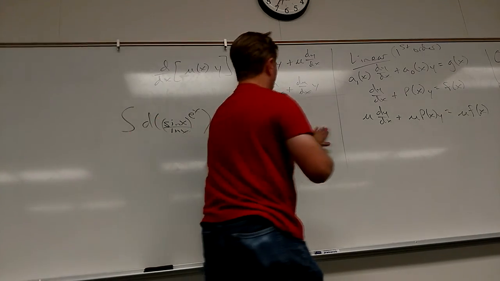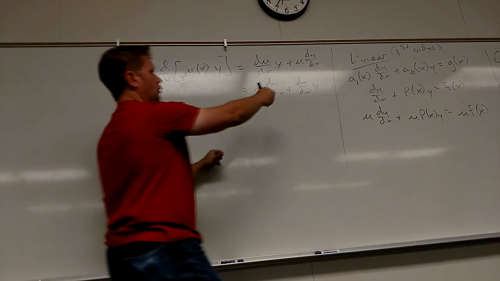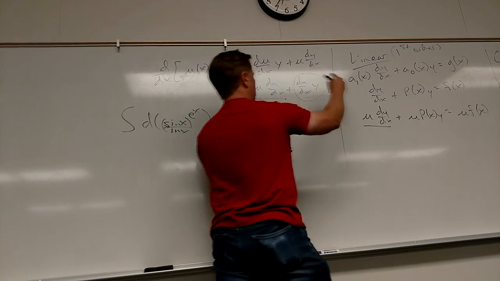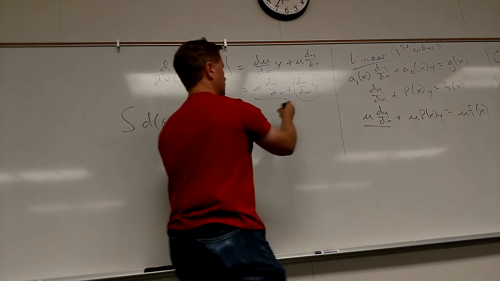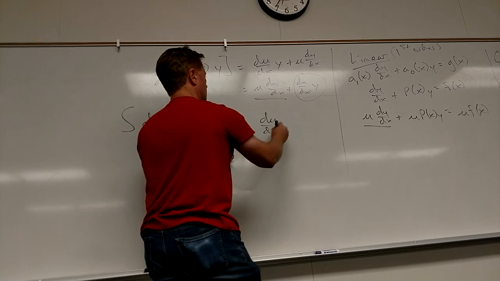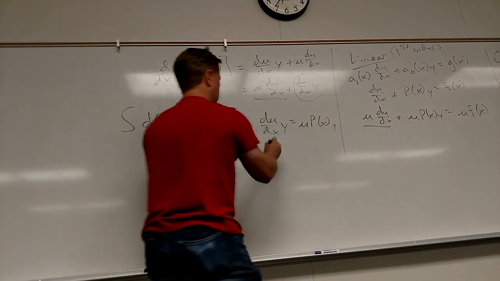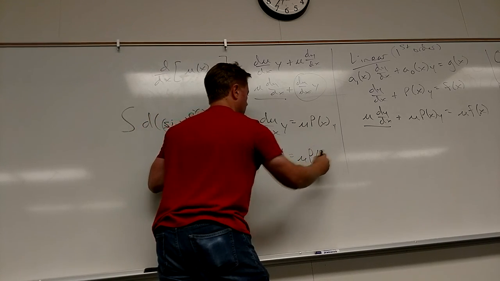So in order for me to get to the point where that is true, what must be true about this expression? This must equal that. So d mu dx times y must equal mu p of x times y. So d mu dx must be mu p of x.